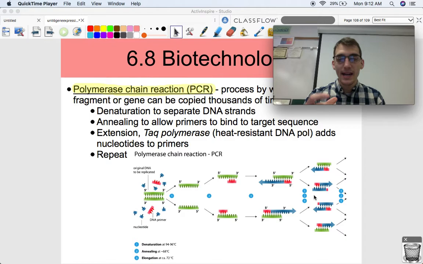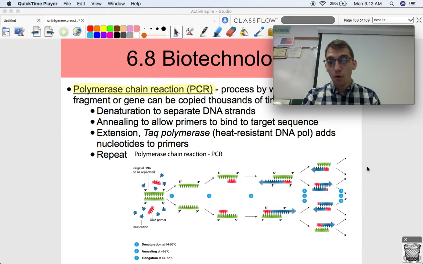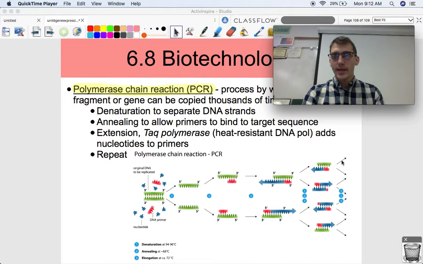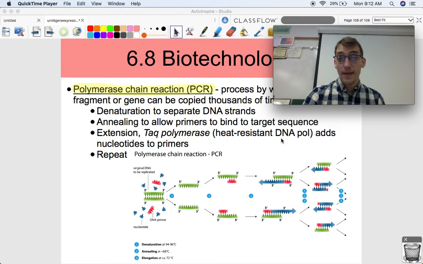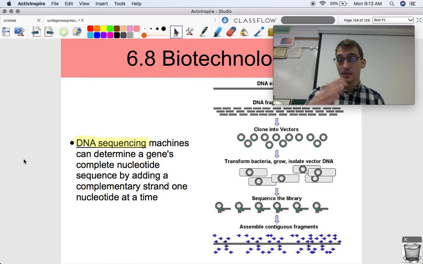Separate them out, add the primers, make a new strand, separate them out again and again, using this thermal cycling. Take a look: we have one copy of DNA, then two, then four, then eight, 16, 32, 64, then 128. You can make many, many copies of DNA using PCR. It's just manipulating DNA replication, and using this heat-resistant DNA polymerase makes that possible. So that's what PCR is. Polymerase chain reaction is a chain reaction because it's one after the next, to the next, to the next.